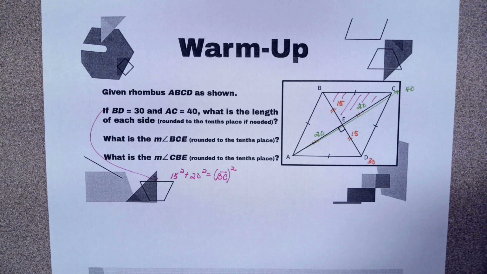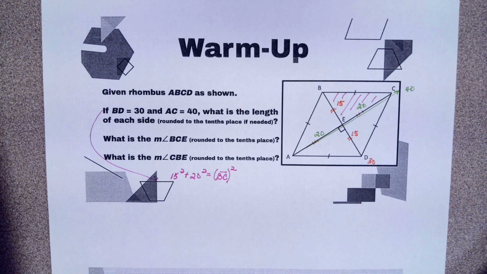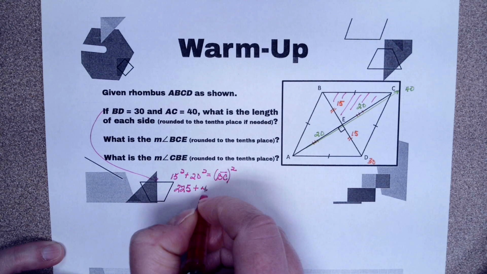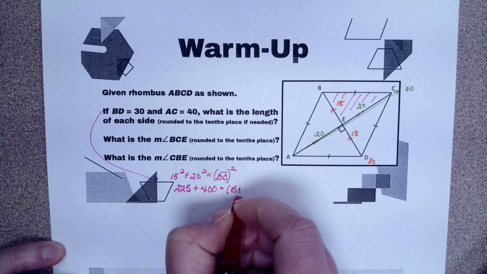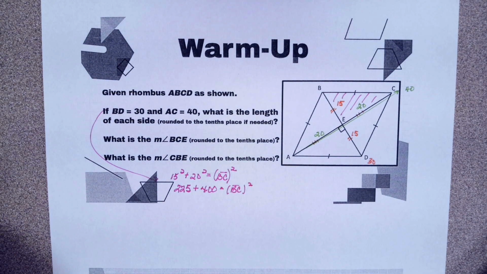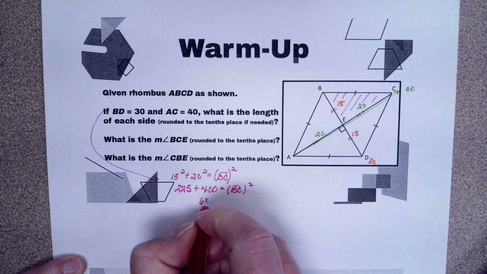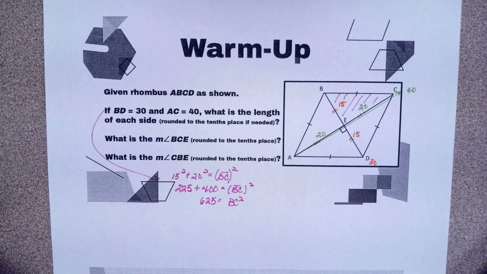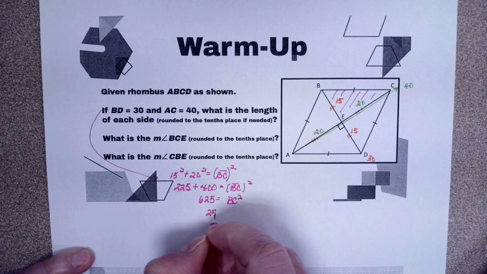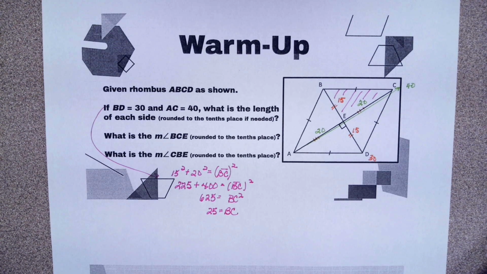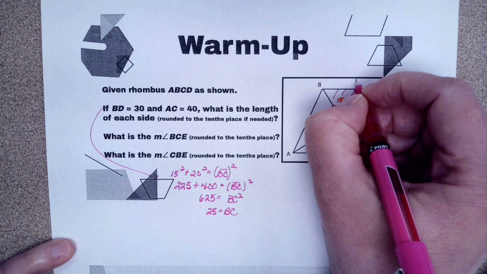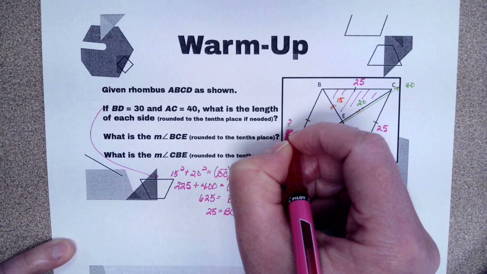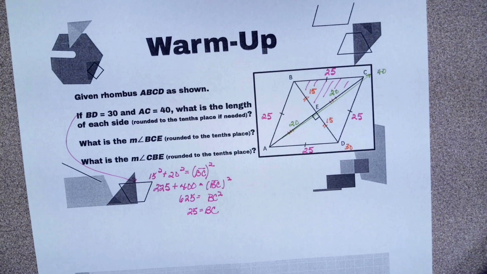So 15 squared, pretty sure is 225, but let's be sure. Yep. So 225, 20 squared is going to get us a 400, and that's going to be equal to my side length squared. If we combine those, it's going to get us 625, which is equal to BC squared. And then if we take the square root of that, it should come out to 25. So we know that each one of our sides should be 25, just by definition of a rhombus.